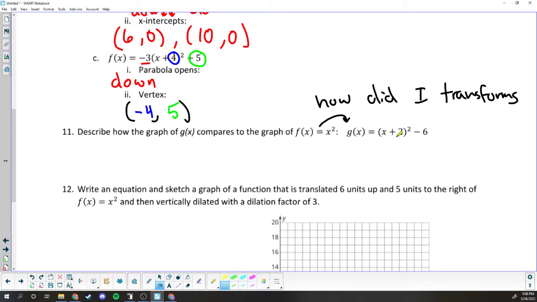So here's the first thing I noticed that's different between this and this. There's a plus 2. That does not happen here, just x squared. So this plus 2 is weird. And then this minus 6 is also weird. That's not right here.